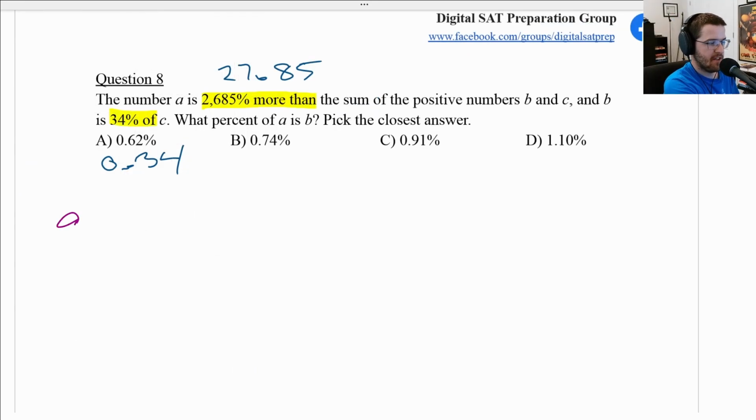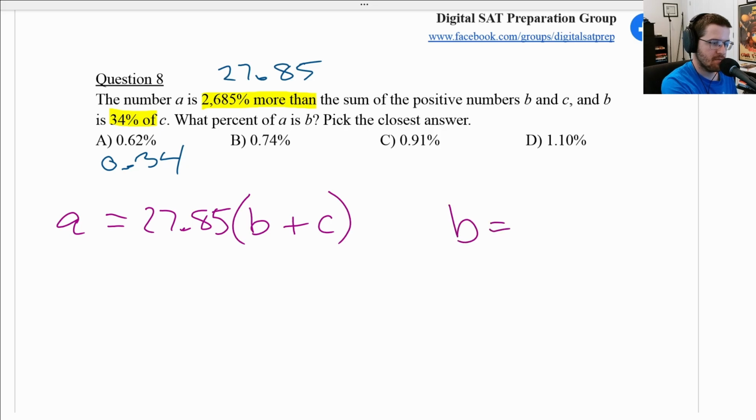So the first equation we got: A equals 27.85 times the sum of the positive numbers B and C. So we're going to do sum, that's add B plus C. And then the other equation is B equals 0.34 times C. Now we look at the prompt and we see that it wants an equation relating A and B, but it does not want C. So we're going to substitute for C. And furthermore, we're going to use that equation on the right just because it's a little bit less busy. So I'm going to divide both sides by 0.34.